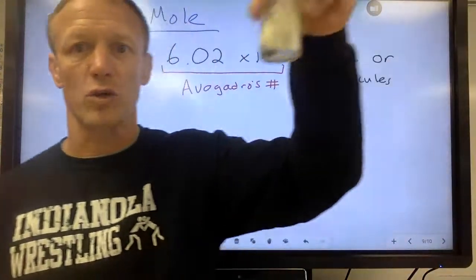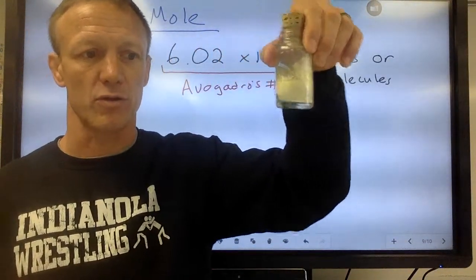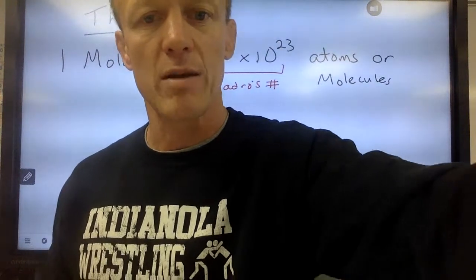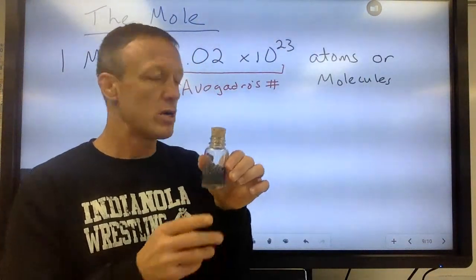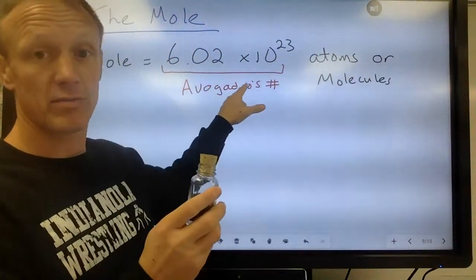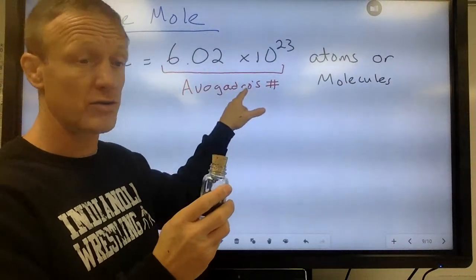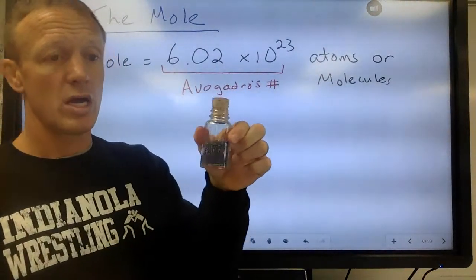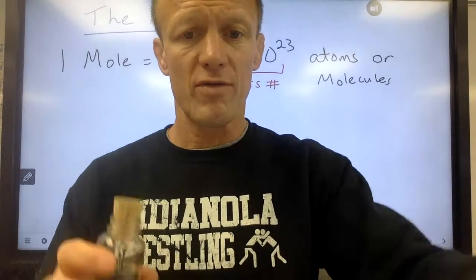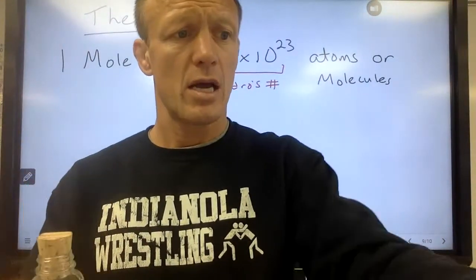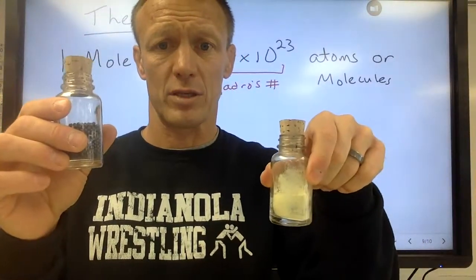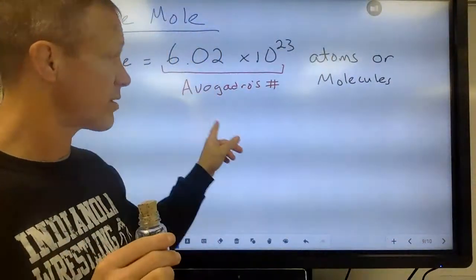This is a mole of sulfur atoms, so 6.02 times 10 to the 23rd sulfur atoms. Here's a mole of lead atoms. This number is called Avogadro's number. That's the mole. So all of these contain the same number of atoms, 6.02 times 10 to the 23rd.